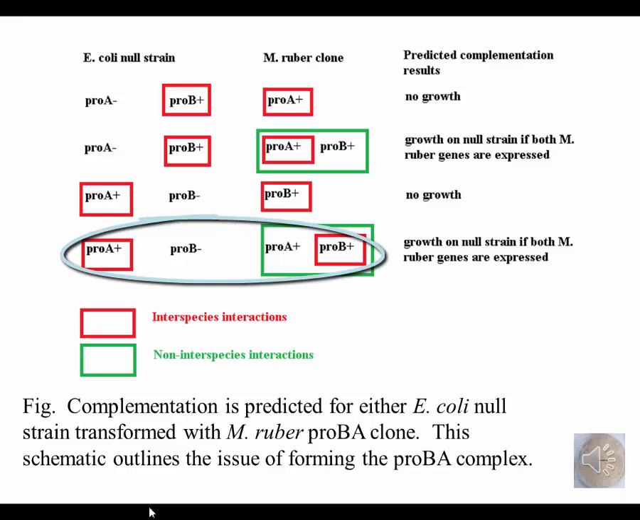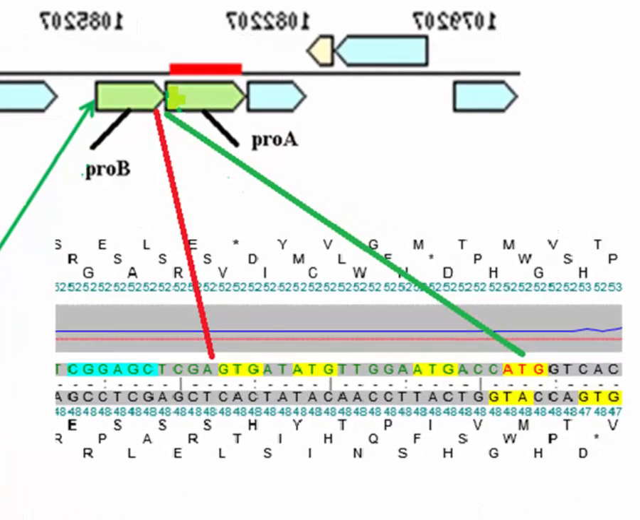And then I was also hoping, as indicated by the other green box, that the Pro-B null strain, transformed with Pro-A and Pro-B from M-Ruber, would again set up the scenario having this non-interspecies interaction between the two proteins. So I anticipated we would not get growth if the M-Ruber clone was only one gene, either the Pro-A or the Pro-B, but I'm hoping that we would get growth in either auxotrophic strain when we transformed it with the Pro-A, Pro-B full region.